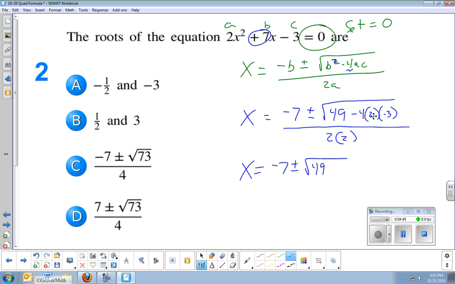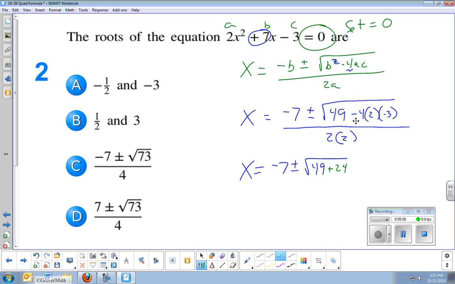What's negative 4 times 2 times negative 3? Well, negative 4 times 2 would be negative 8, times negative 3 is positive 24. And notice that that becomes a plus 24, and I'm going to end up with 49 plus 24. And so there's a lot of ways that could go.